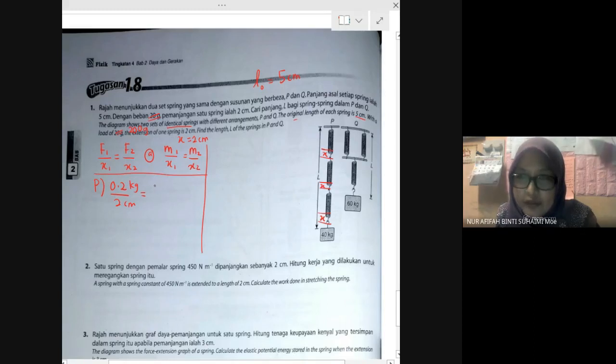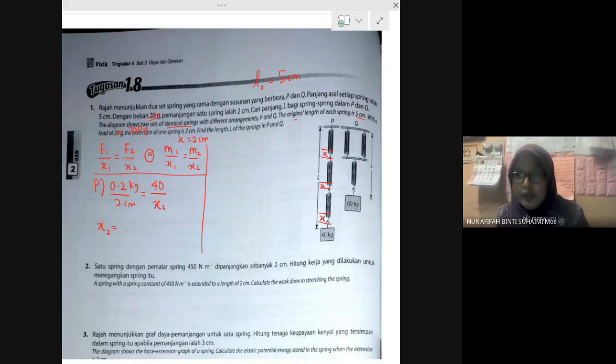Now we use 40 kilogram for M2 and X2. X2 we want to look for. So X2 is, ini kacang ini punya mat ni, 40 times 2 divided by 0.2. How much is the extension? Siapa kalkulator tekan? Siapa ada kalkulator dekat depan? Okay. Ataupun pakai otak je.